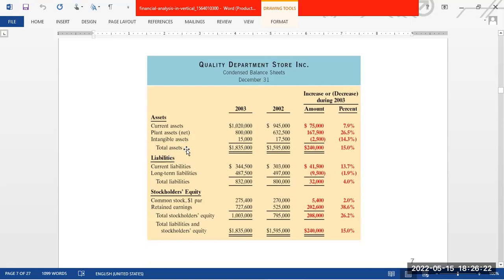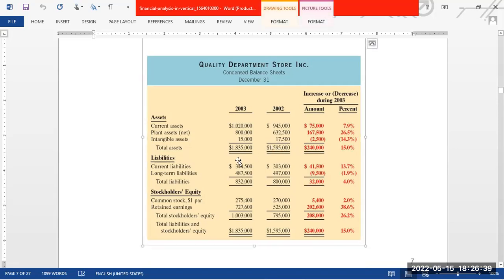Then another good example of how you get a horizontal analysis, let's look at the total assets. Total assets here is 1,835,000. That is in 2003, which is the current year. Then in 2002, which is the base year, is 1,595,000. So you take this figure, you subtract it from this, and it's supposed to give you a result of 240,000.